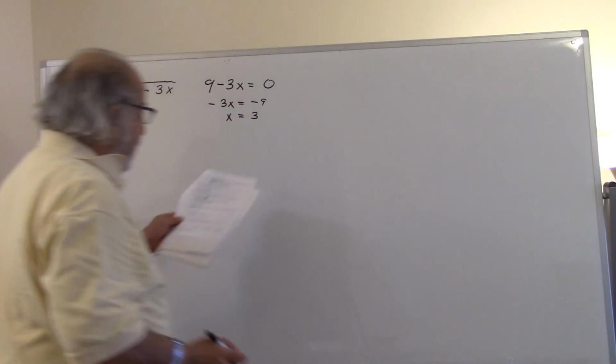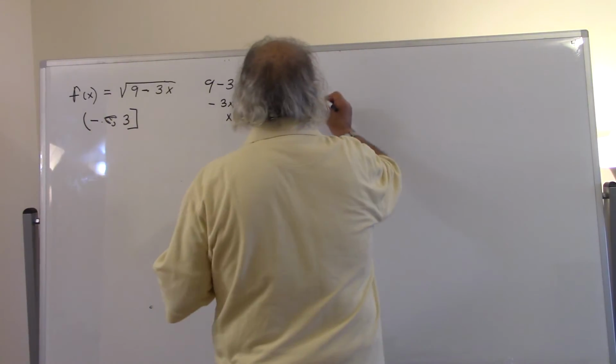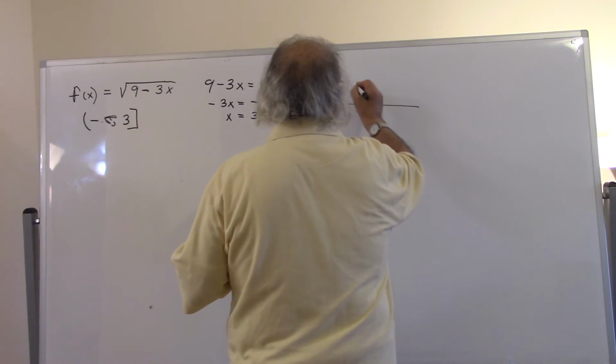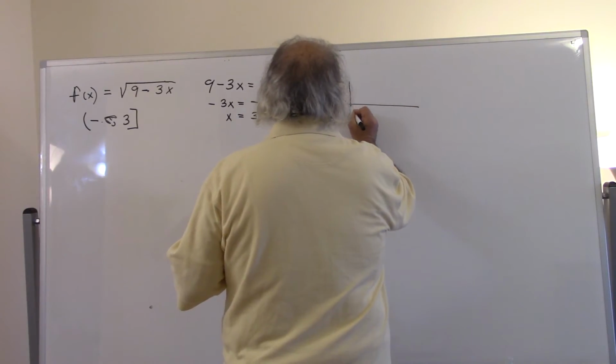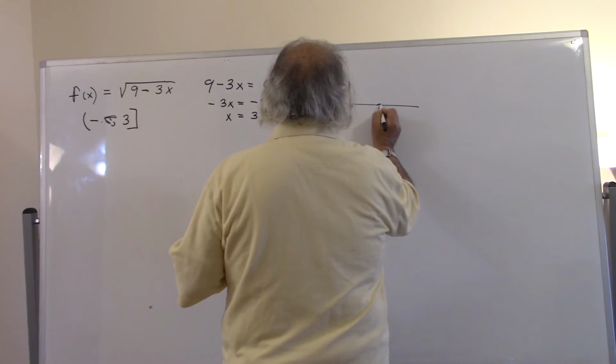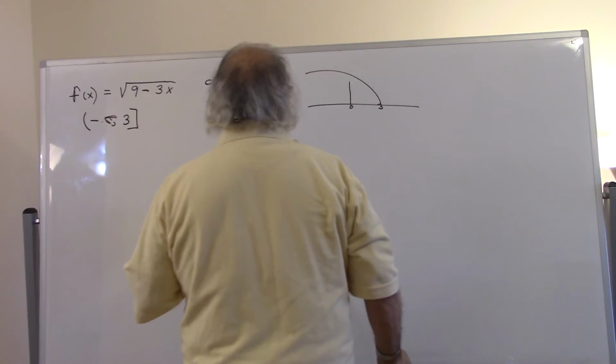And to graph that, this is the graph. Zero, here's 3, and that's the graph.